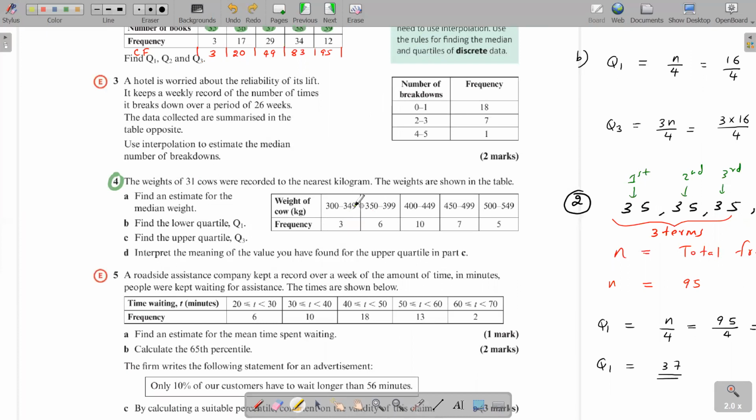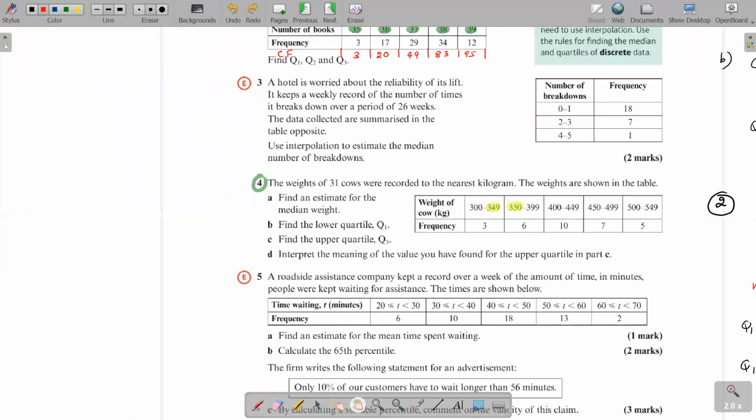349, 350. The middle of both of these figures, 349.5, is the corrected boundary. If the boundaries need to be corrected, you have to correct them. All of these boundaries, the first thing is you must correct them. So this is 299.5 to 349.5. Shall I just correct it quickly? Let's make the table quickly.